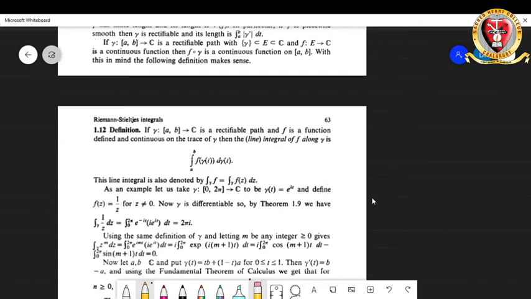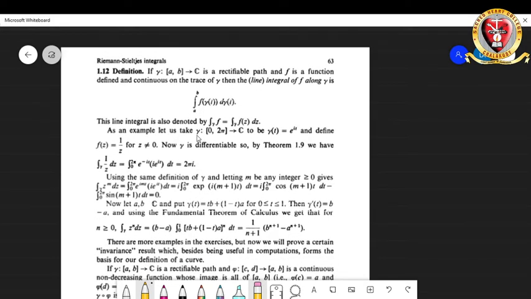Okay, and for an example of the line integral, suppose γ is the rectifiable path from the closed interval [0, 2π] to C, given by γ(t) equal to e raised to it. You know that that is forming a circle with radius 1, right? The unit circle. Define f to be equal to 1 by z. That is continuous, definitely, on the points of γ, right? Because we are taking z not equal to 0.